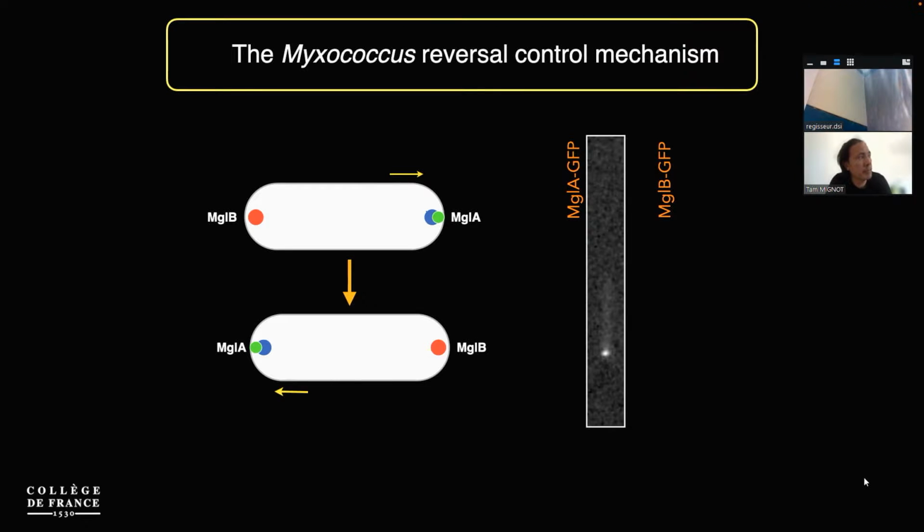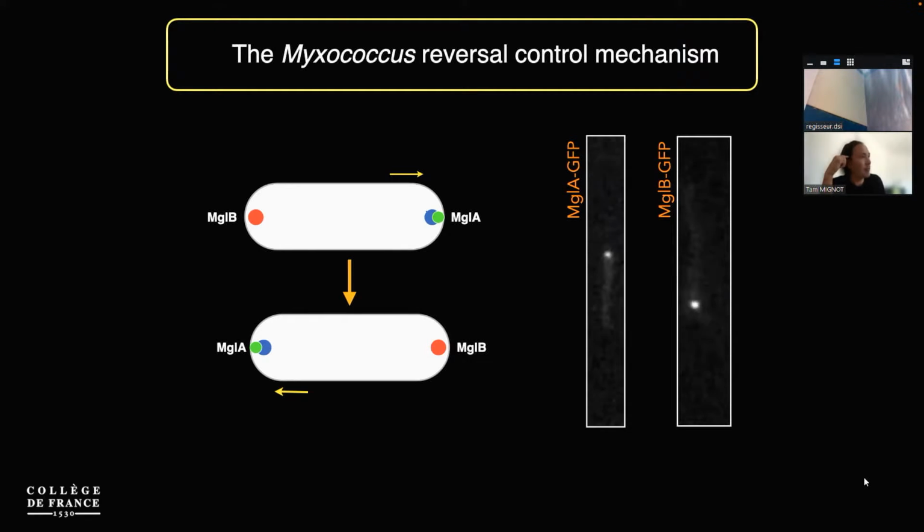Experimentally, you can see those dynamics if you label these proteins with, for example, green fluorescent protein. You see, for example, MglA switching from one pole to the other, leading, when the cell is changing direction, and you can see the reverse type of behavior for the MglB protein, when it switches from back to back when the cells reverse.